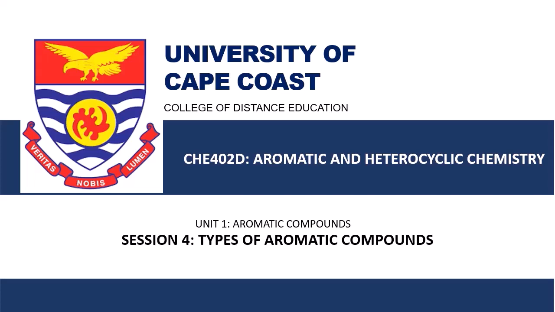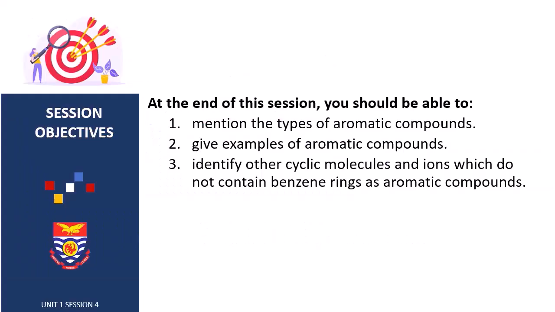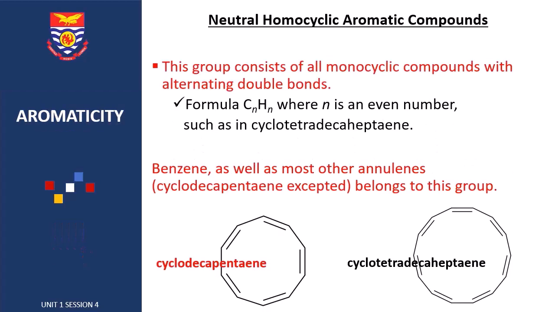Welcome to session 4 under unit 1, types of aromatic compounds. At the end of the unit, you should be able to mention the types of aromatic compounds, give examples of aromatic compounds, and then identify other cyclic molecules and ions which do not contain a benzene ring as aromatic compounds or not. So the first type of aromatic compound we'll be looking at will be the neutral homocyclic aromatic compounds.